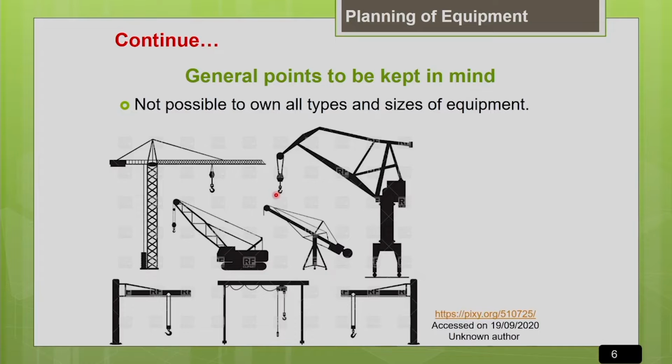So it is not possible generally to own all the types, but the contractor will generally make a decision based on whichever equipment is more frequently used for his job, and based on his experience he can anticipate his future series of jobs. Those equipments which are likely to be used most frequently, he will purchase. The other equipments which are not frequently used, he will generally decide to rent. That will be the best decision.